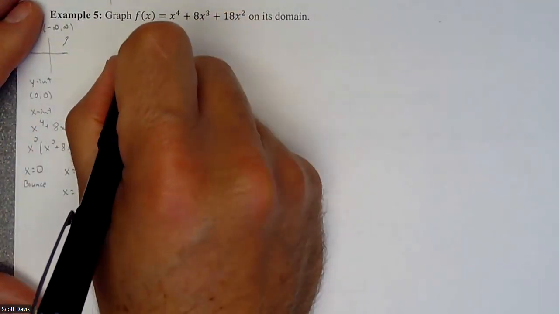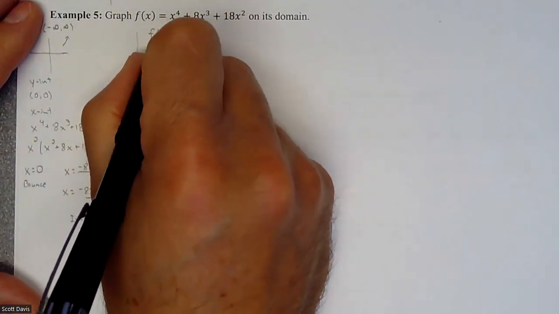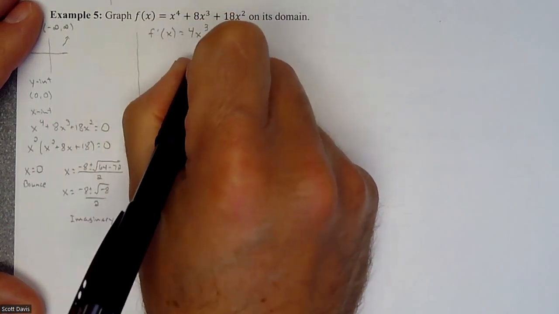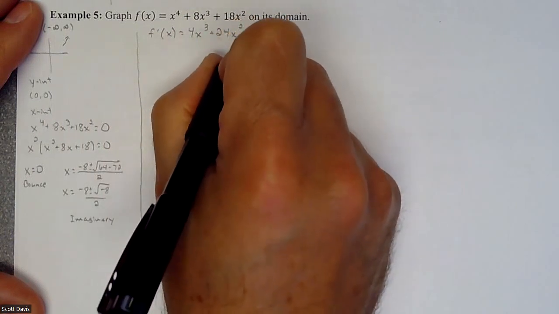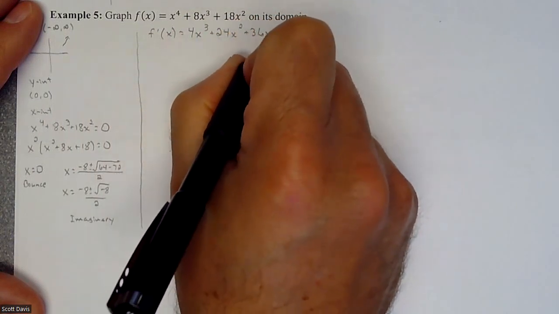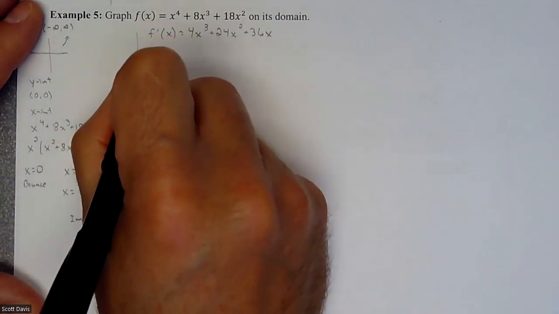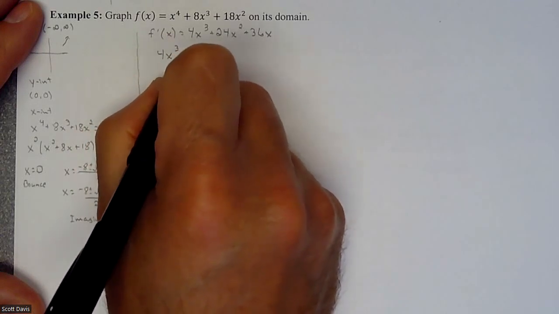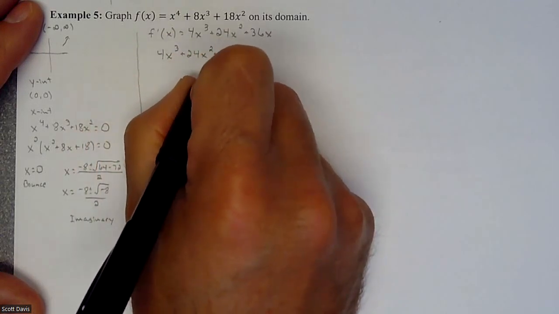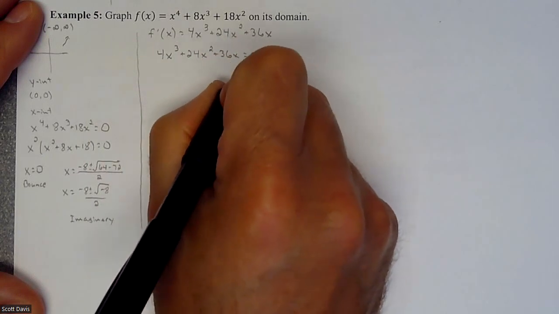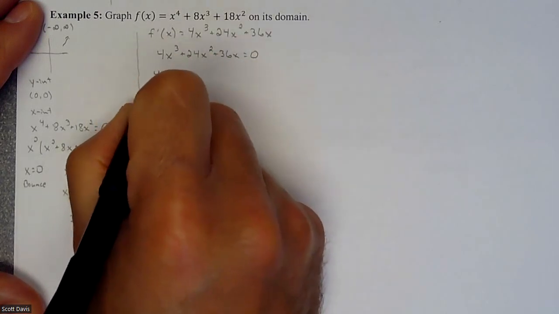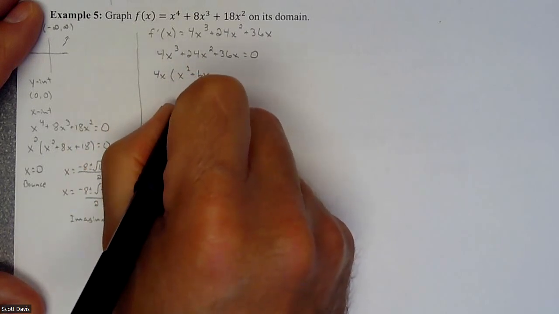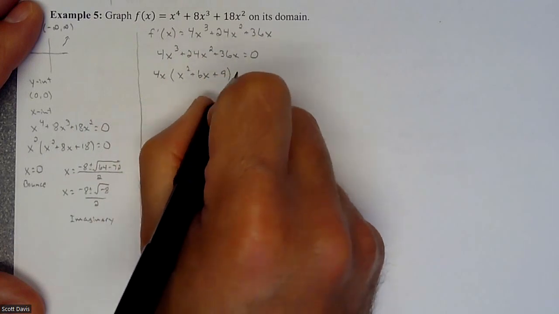So we'll do our first derivative, which is going to be 4x cubed plus 24x squared plus 36x. All right, we'll take that and set it equal to 0 to try to solve it. So 4x to the third plus 24x squared plus 36x equals 0. Factor out a 4x. And then we get x squared plus 6x plus 9.